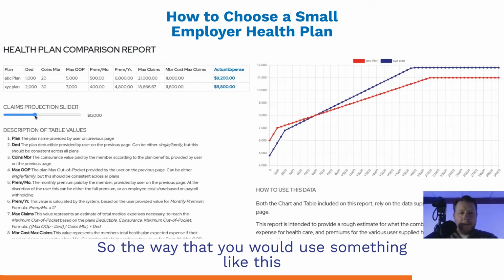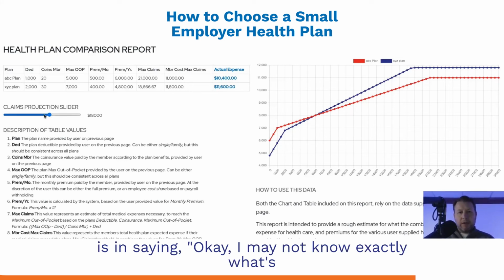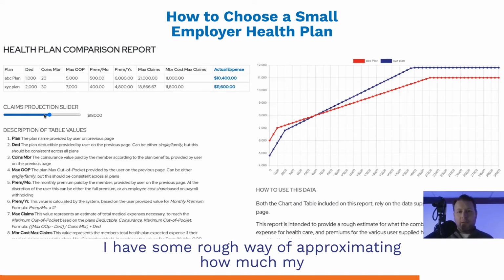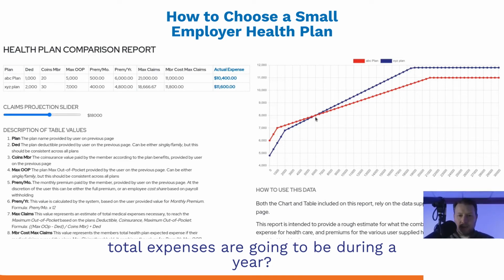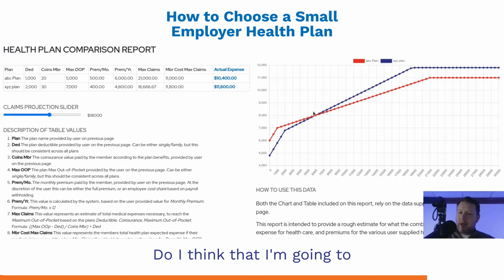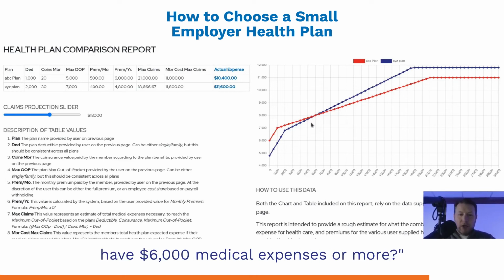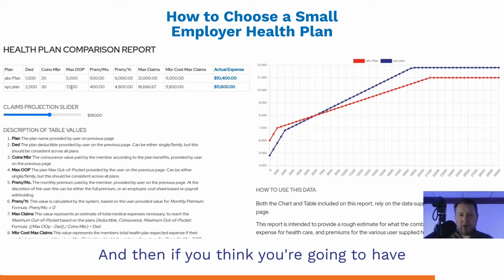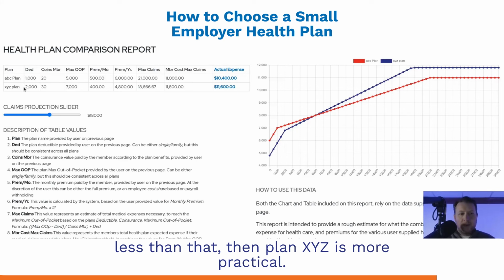So the way that you would use something like this is in saying, okay, I may not know exactly what's going to happen to me in a year, but do I have some rough way of approximating how much my total expenses are going to be during a year? What have I spent in previous years? Do I think that I'm going to have 6,000 in medical expenses or more? If so, then plan ABC is probably a more practical plan. And if you think you're going to have less than that, then plan XYZ is more practical.